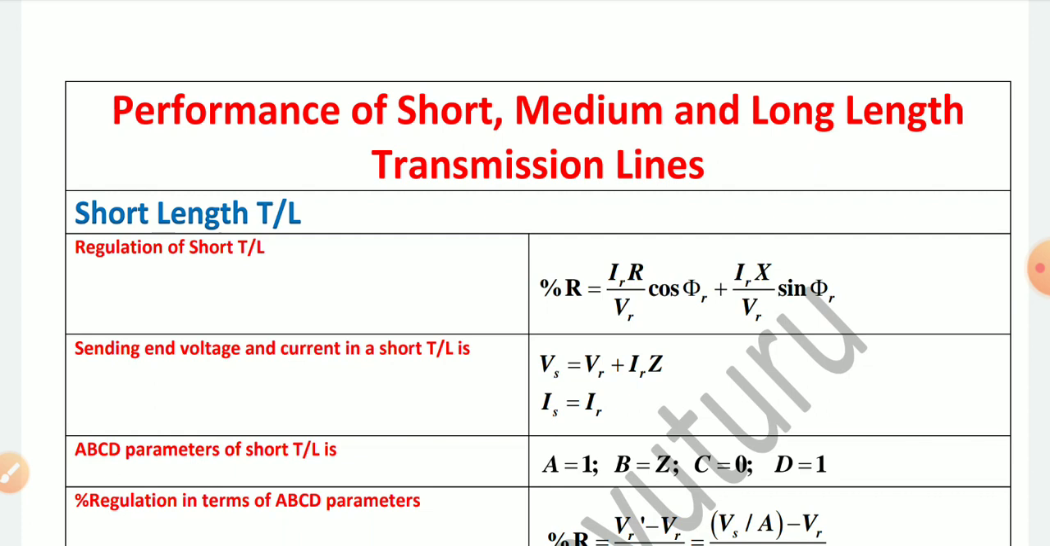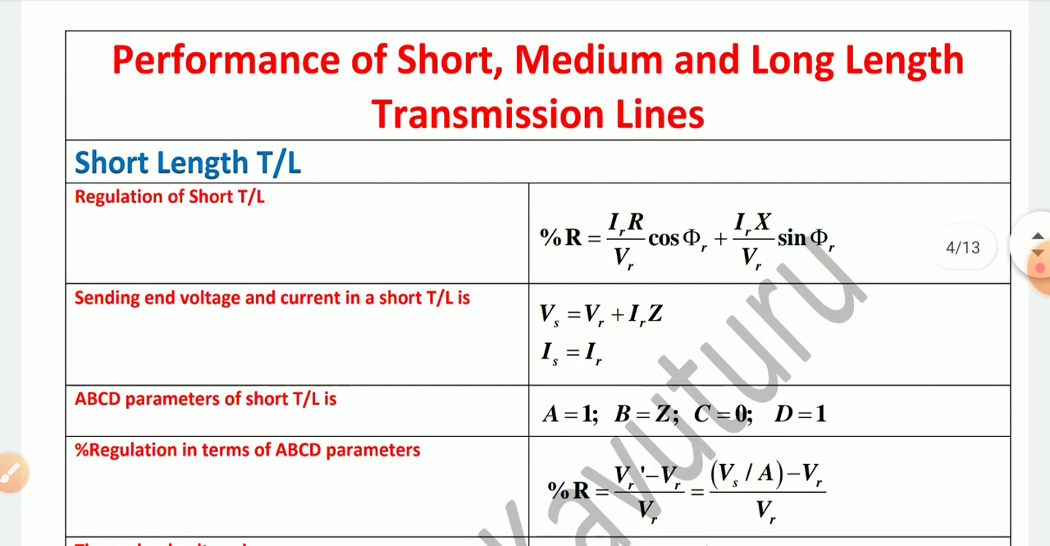Based on the distance, we are classifying the transmission lines into three types: short, medium, and long. For distances up to 80 kilometers, we call those short transmission lines; for distances between 80 kilometers to 160 kilometers, medium transmission lines; and for distances more than 160 kilometers, long transmission lines. First, we're going to discuss the important formulas on short transmission lines.